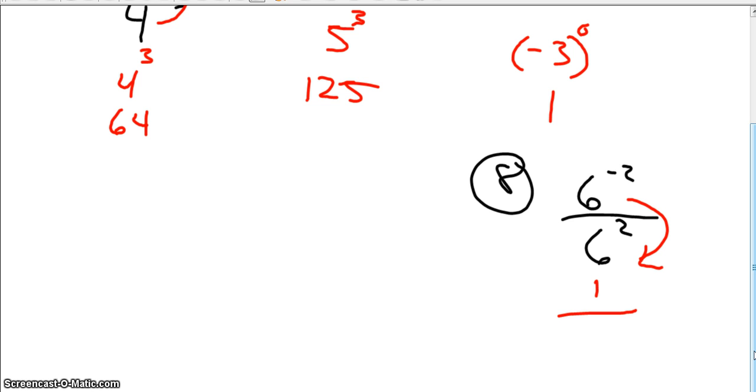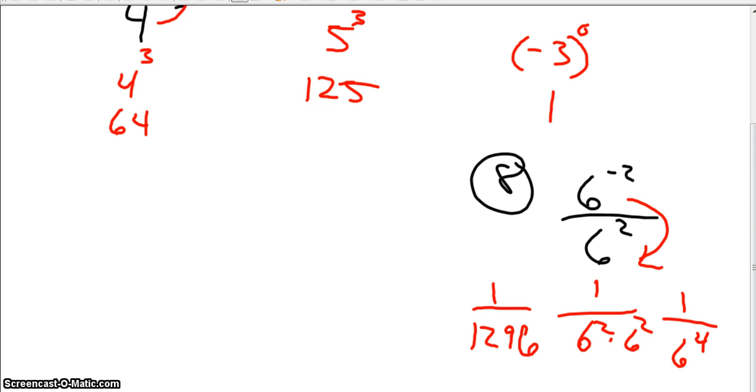we leave a 1 in the numerator, and we end up with 6 squared times 6 squared in the denominator, which is 1 over 6 to the 4th, right? And then 6 to the 4th would be 36 squared, which is 1,296. So this is 1 over 1,296 when we find the value.